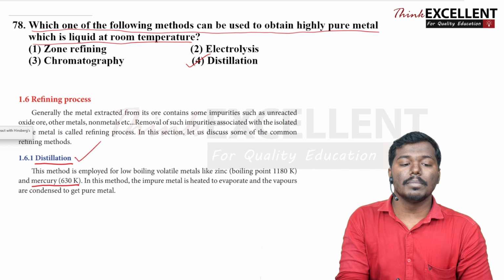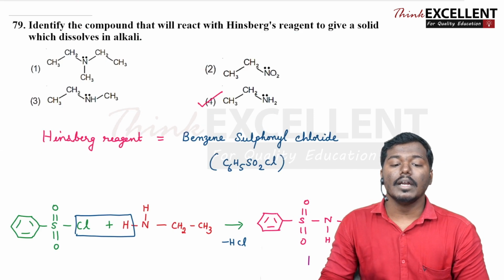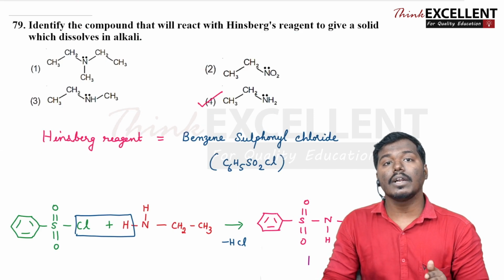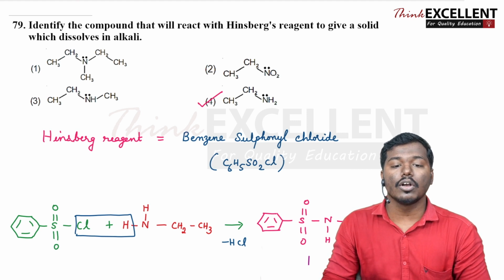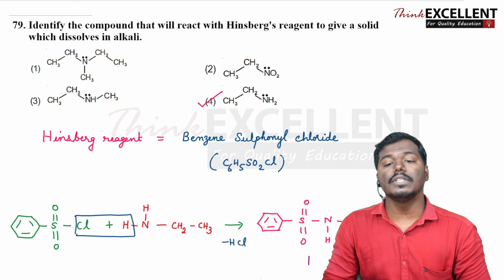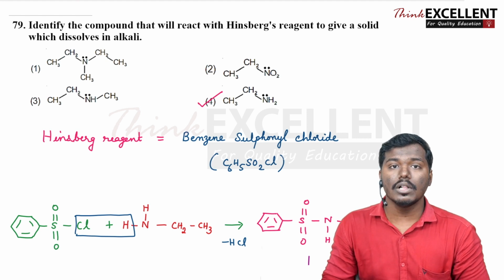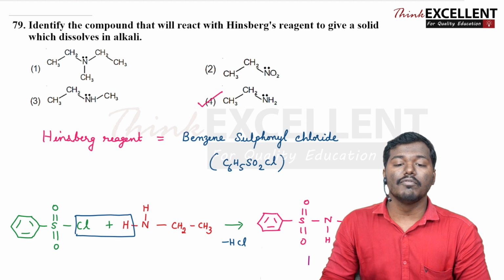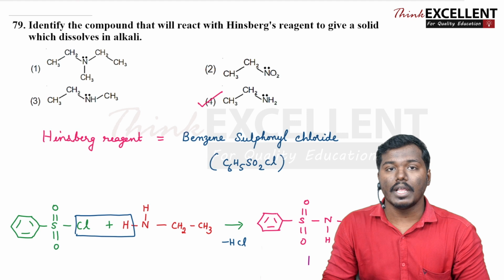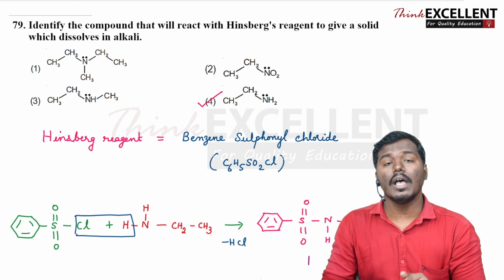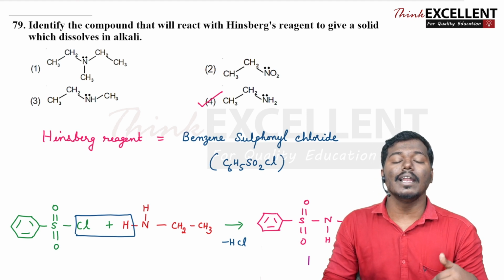Okay, so question number 79, you can see that it is asked from the organic nitrogen compounds. So adula identify the compound that will react with Hinsberg reagent to give a solid which dissolves in alkali. இதுல இருக்க 4 compoundsல ஒரு compound என்ன பண்ணுதுன்னா Hinsberg reagent கூட react ஆயிட்டு solid form பண்ணுது. அந்த solid ஒரு alkaliல dissolve ஆகுது.